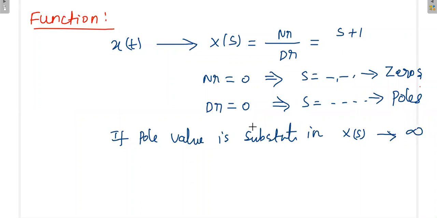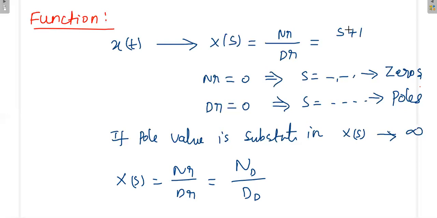Then again, for an x of s, we have both numerator and denominator. We can calculate the degree for the numerator and also the degree for the denominator. Degree means the highest order, the highest power of s. Then what is the degree of the numerator, and what is the degree of the denominator?